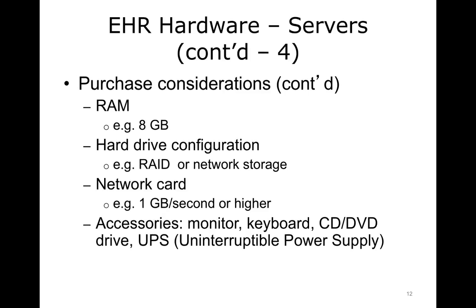Additional items to consider. RAM, random access memory. That's the working memory of the computer. Computers use RAM to store short-term computations. Additional RAM allows a computer to work with more information at the same time, which can have a dramatic improvement in total system performance. The hard drive configuration is important too.